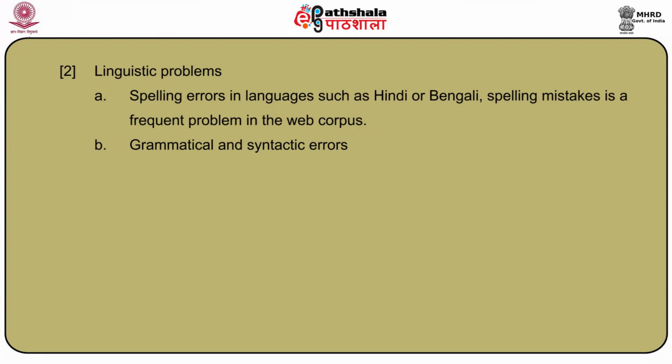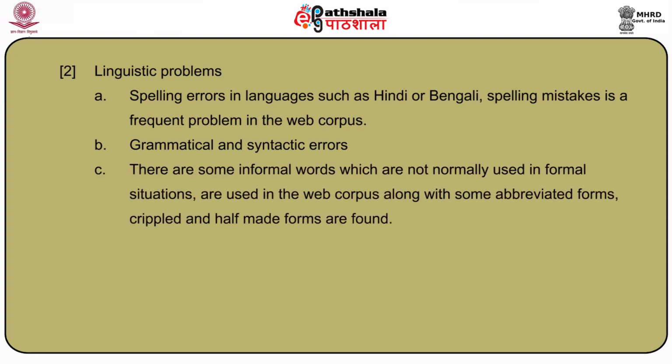Third important thing we have noted over here is that there are some informal words which are normally not used in formal situations but are also used in the web corpus, and also some abbreviated forms, some shortened forms, some crippled forms, half-made forms are also found there. Those forms also are taken into our corpus, but those errors are normally removed.